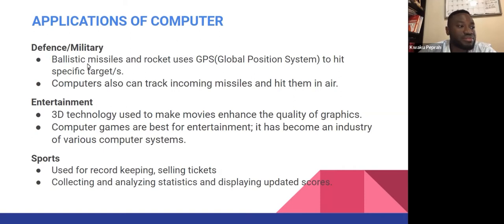In defense and the military, ballistic missiles and rockets use GPS, which is the global positioning system, to hit a specific target. That's an example of how the military can use a computer. Computers can also track incoming missiles and hit them in the air, which is for defense purposes.